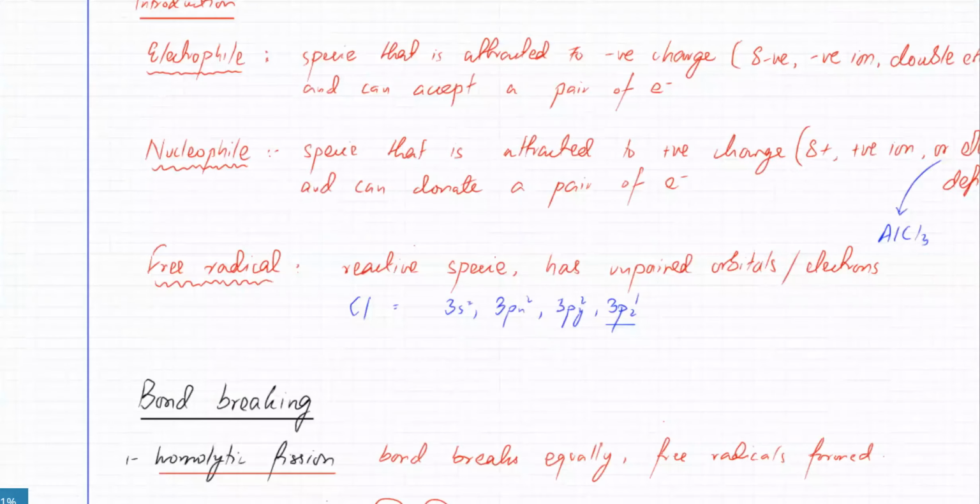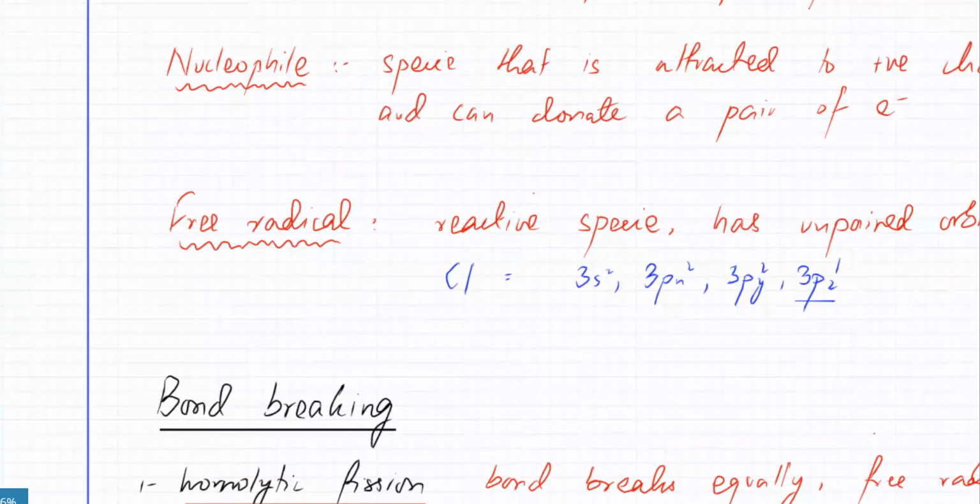Now I forgot to mention that radicals are usually referred to by a dot. When you see a Cl with a dot on top or on the side or anywhere, that's a radical. That means its electrons are unpaired. For example, CH3 is also a radical.